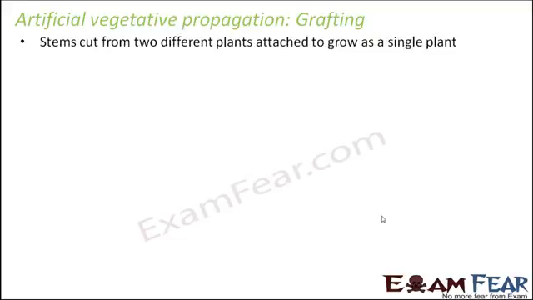Then the third technique, that is grafting. What happens here? The stems cut from two different plants are attached to grow as a single plant. Sometimes we want to combine the traits of two plants. Let us suppose you have one rose plant in your house which gives you red roses, and another plant which gives you yellow roses. Now you want a plant which gives both red and yellow roses. What do you do in that case? You take one stem from each plant and make those two stems grow as a single plant.